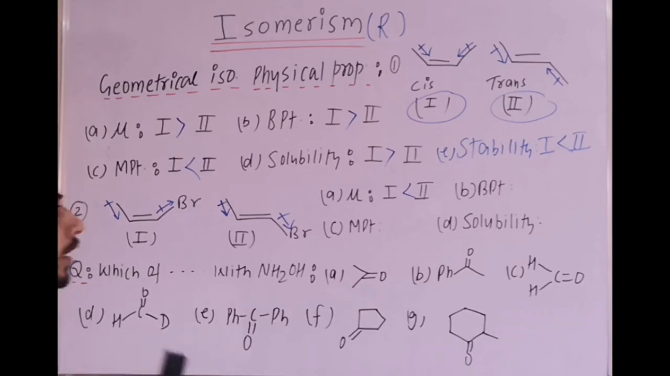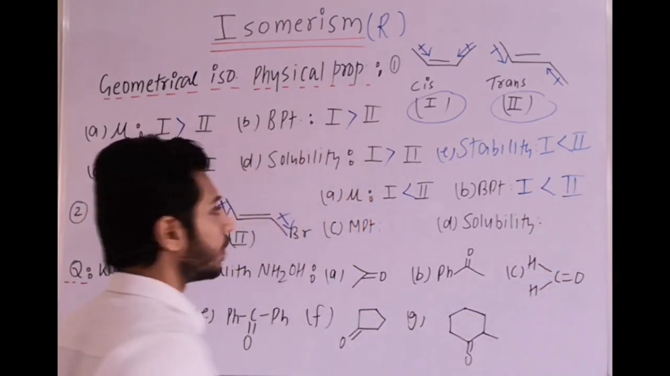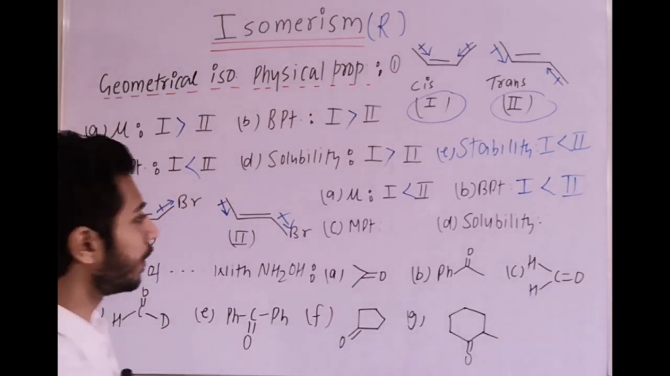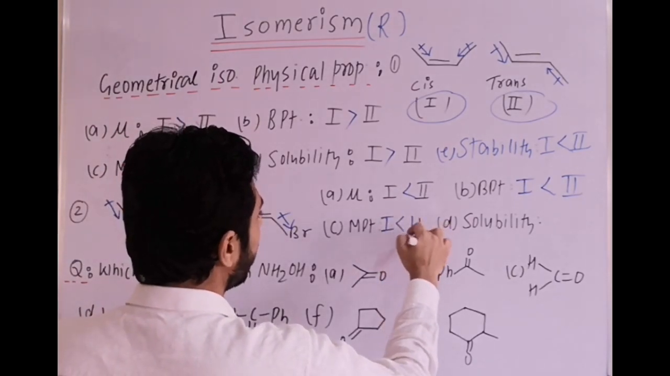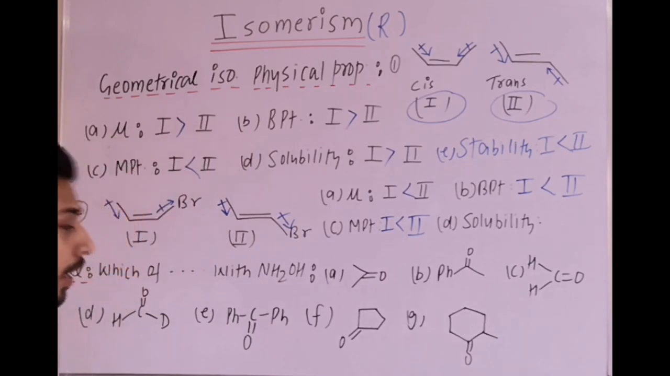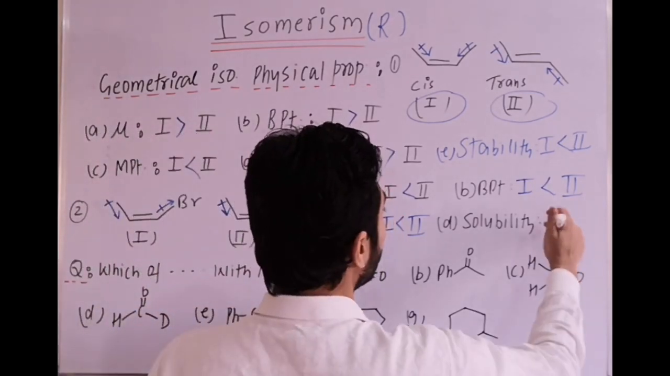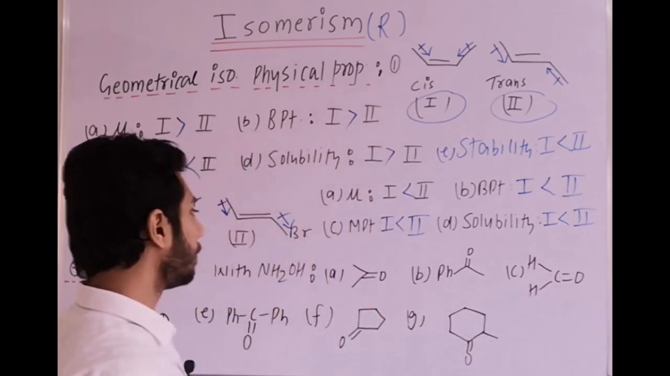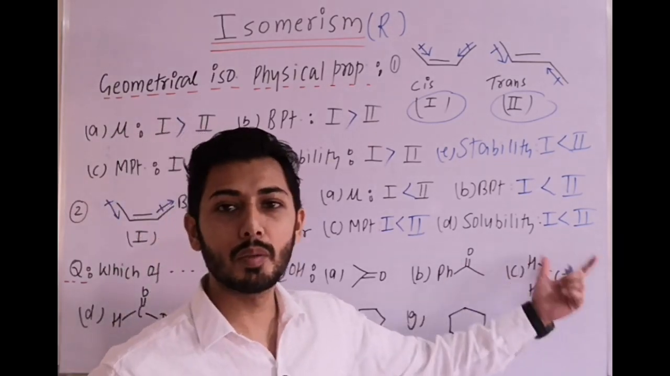Then boiling point, again between 1 and 2, the second should be more because of more dipole moment. Boiling point should be more due to more force of attraction between the particles. Then melting point, same point, trans isomers are more symmetrical and have better crystalline or better packing efficiency. Then in solubility, again the second is more, because of more dipole moment. And if we talk about stability, again the second will be more than the first.